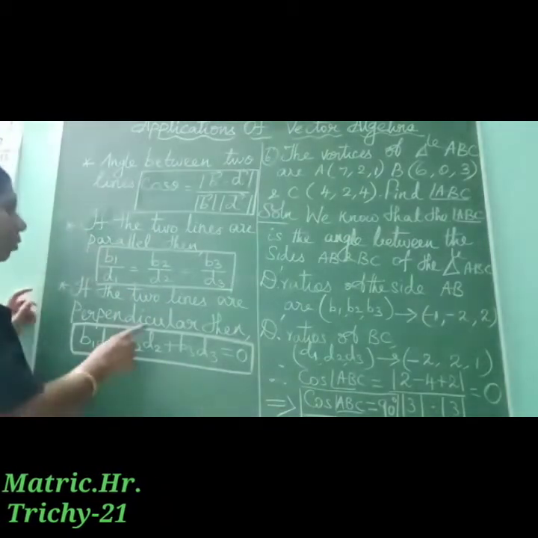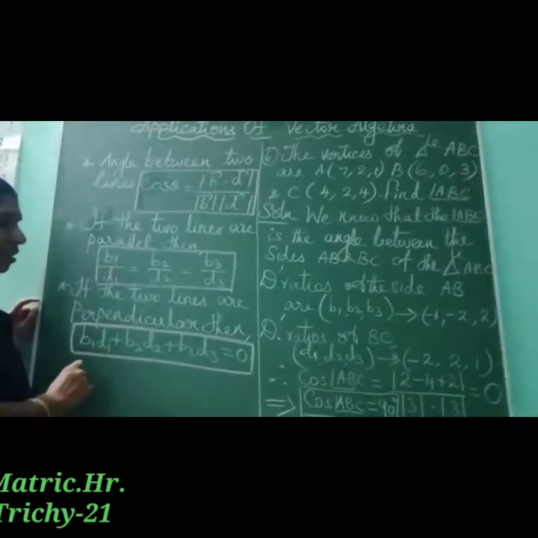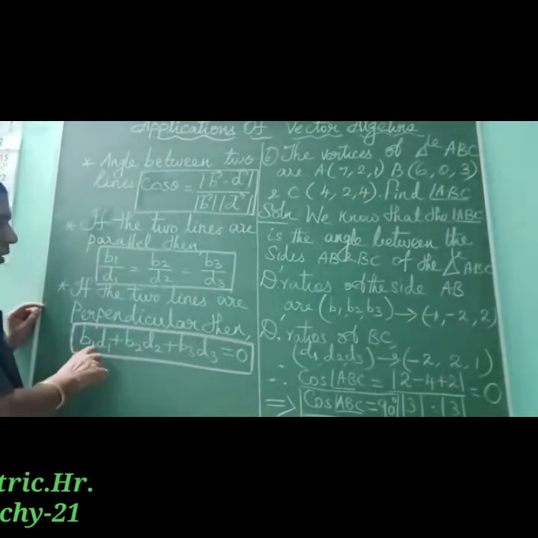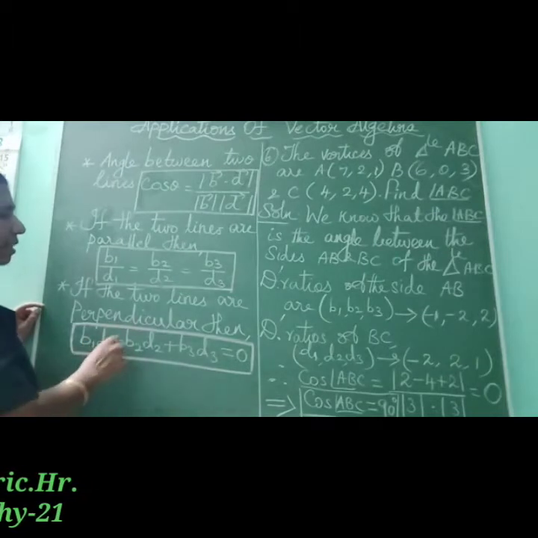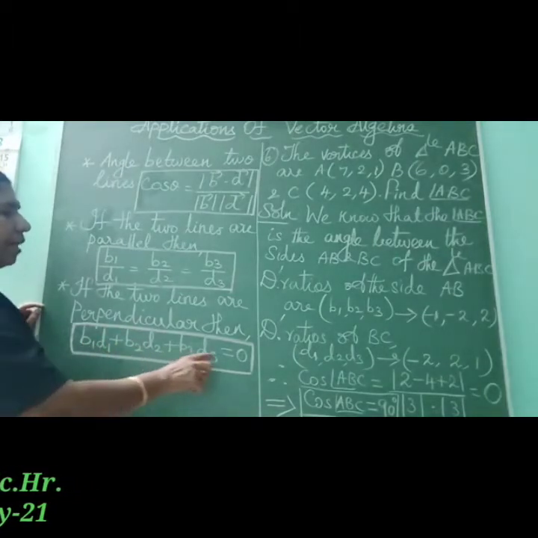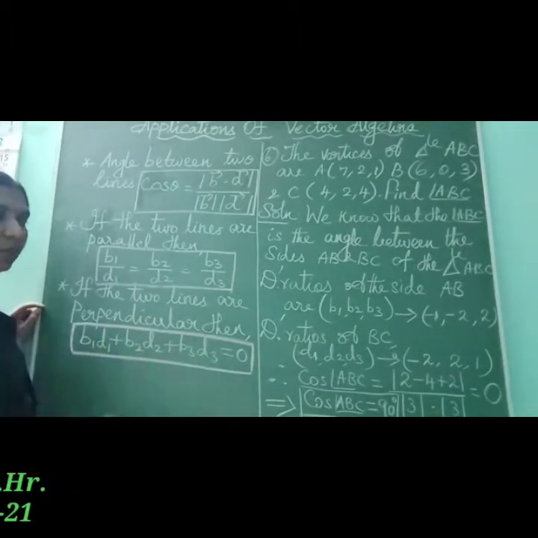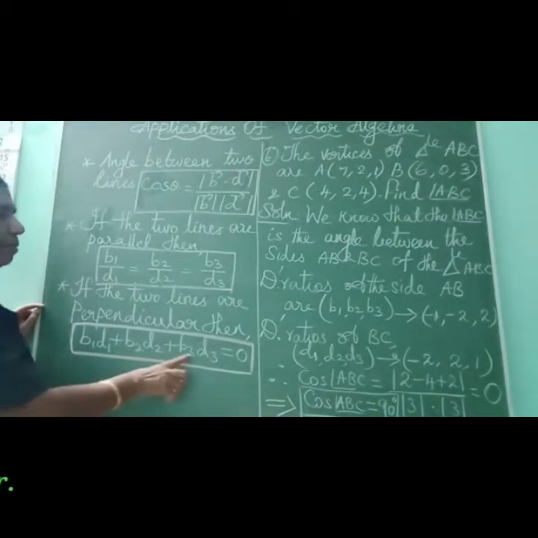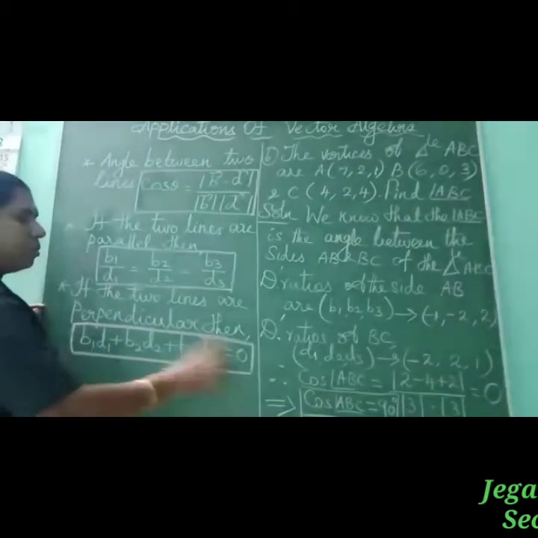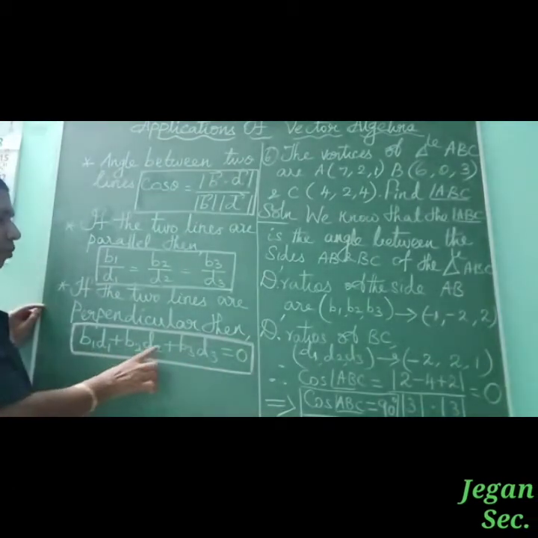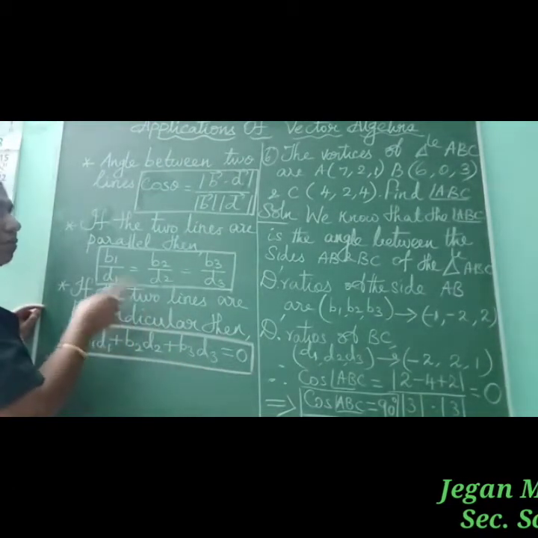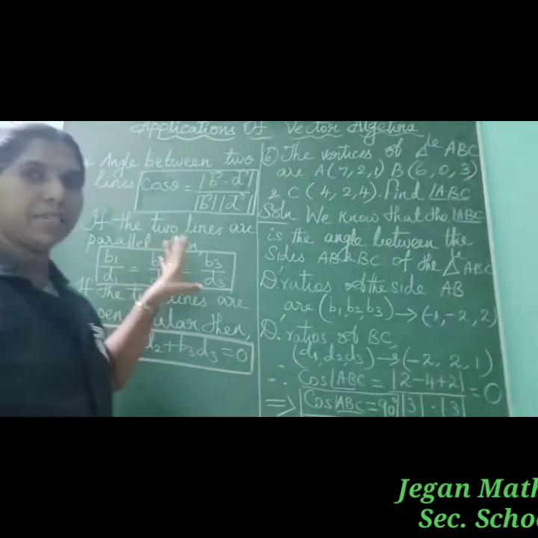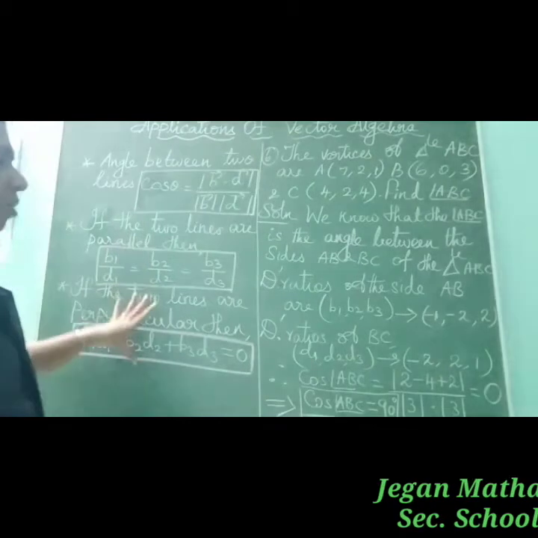Same way, if the given two lines are perpendicular, the sum of the products of the direction ratios must be equal to 0. That is b1 d1 plus b2 d2 plus b3 d3, the value must be equal to 0, where b1, b2, b3 are the direction ratios of the first line, and d1, d2, d3 are the direction ratios of the second line. Based on this, now we can solve the sums.